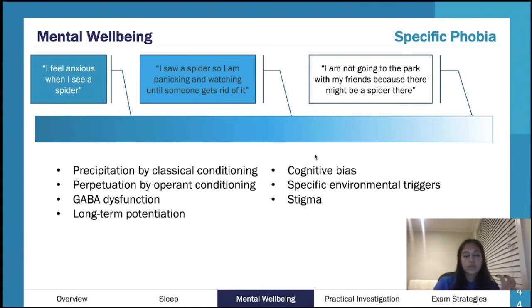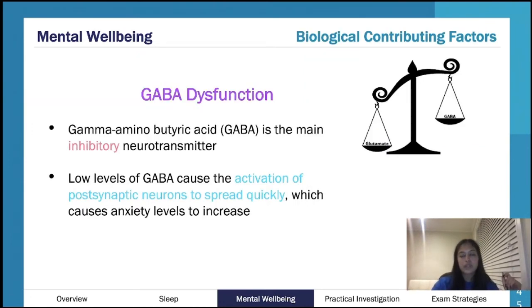Okay, so again, we've got this idea here of specific phobia, which is what we were talking about in that definition before. And we're looking at these sorts of risk factors, or contributing factors, but also their interventions. So firstly, we're going to look at the biological contributing factors. Again, it's very, very important to understand what's biological, what's psychological, and what's social.